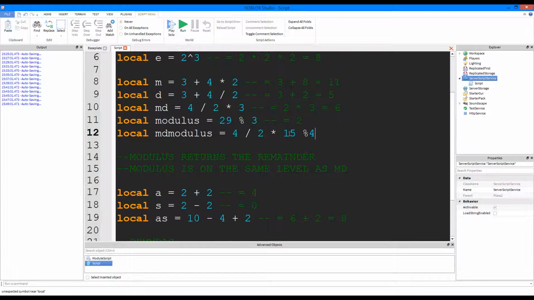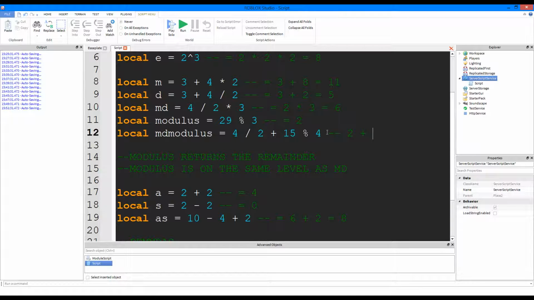Okay, 15 modulus 4. So 4 divided by 2 is still 2. However, you're not multiplying 4 divided by 2. Well, actually, I'm technically wrong. Okay, we're just going to change it to this. 4 divided by 2 is 2, but you're not adding 15 to 4 divided by 2. Okay, you're not adding 2 to 15. You're actually doing 4 divided by 2, and then you're adding 15 modulus 4. Okay, so this is 4 divided by 2 is 2, and you're adding 15 modulus 4.